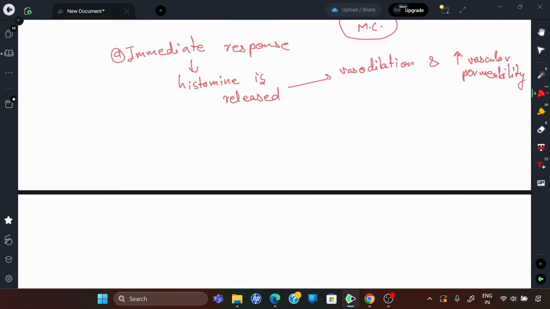Now mast cells also have a delayed response, right? And what happens basically in this delayed response is that arachidonic acid metabolites are produced.